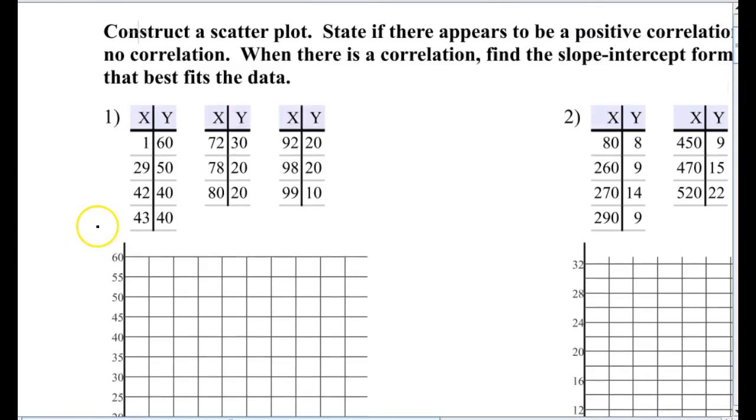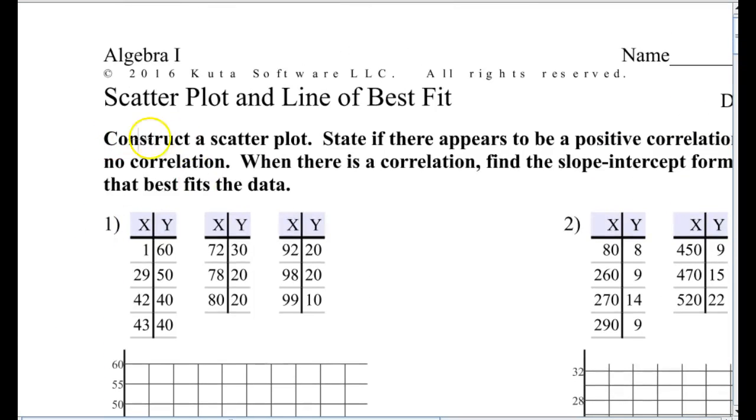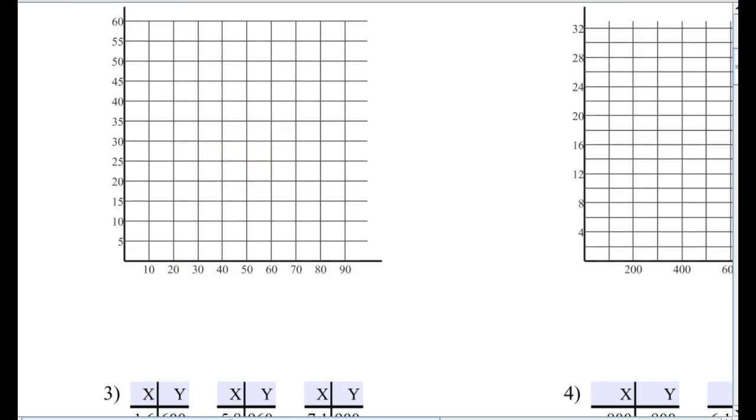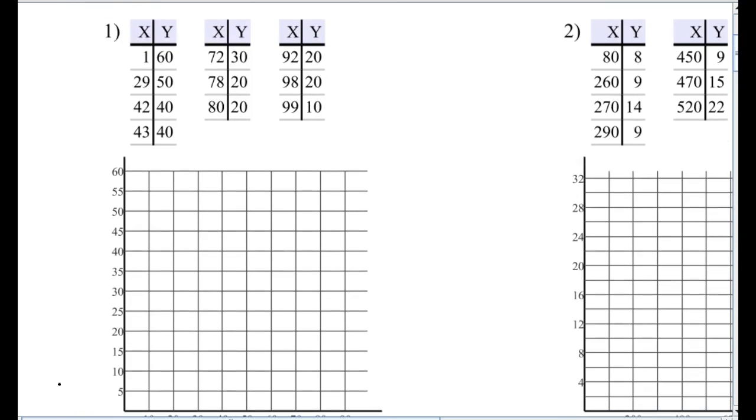So let's just start by constructing the scatter plot. All right, do that first. The first part is pretty straightforward. Just have to graph. It's all an estimation, so you will have different answers from other people.